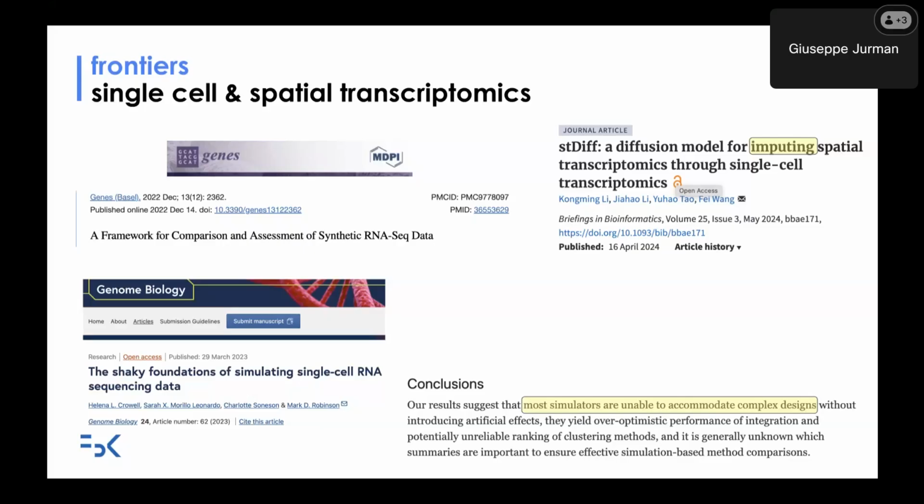In general, what is the state of the art at the moment? Most simulators at the moment are still unable to accommodate this complex design. So there's really a lot of space for people who want to try to optimize a new generator or invent a new algorithm for generating synthetic data in these domains, because there will be more and more demand for this kind of features.